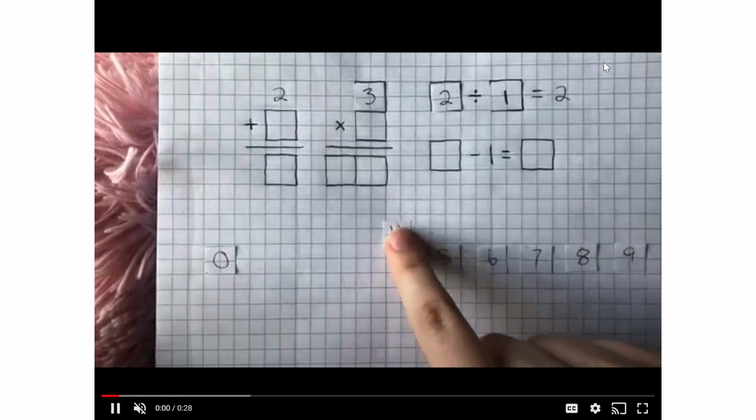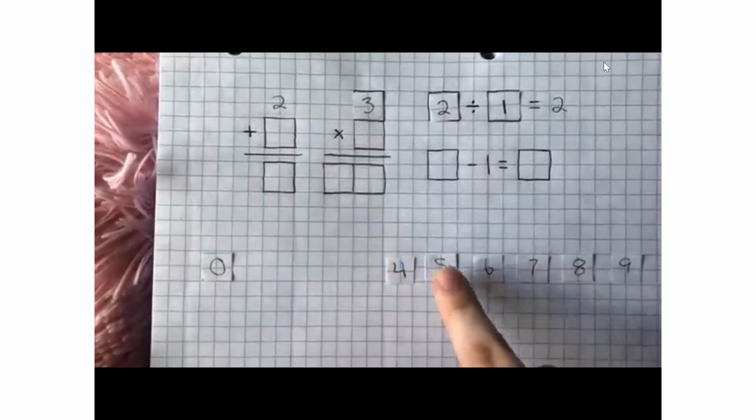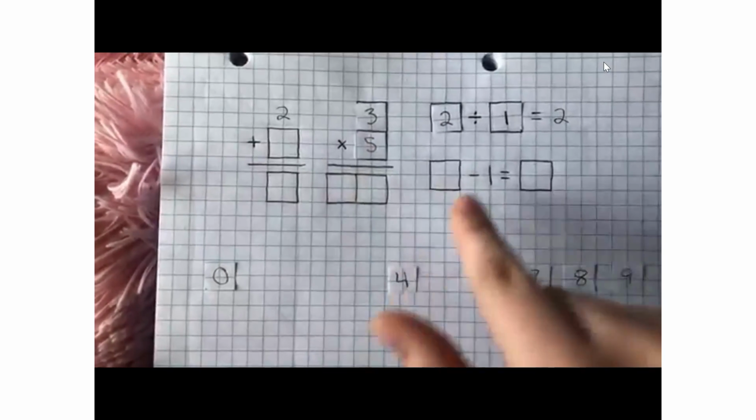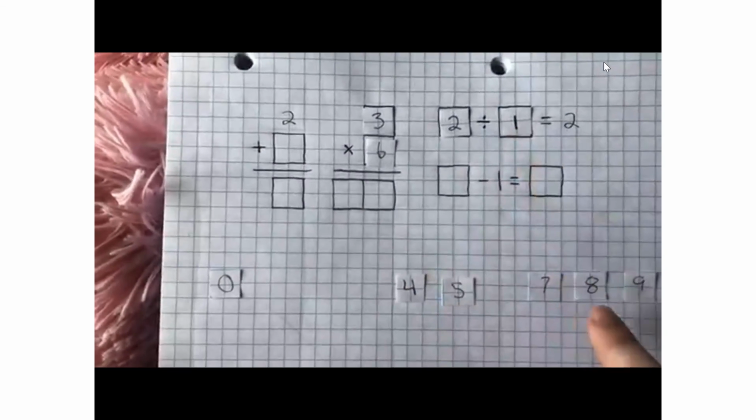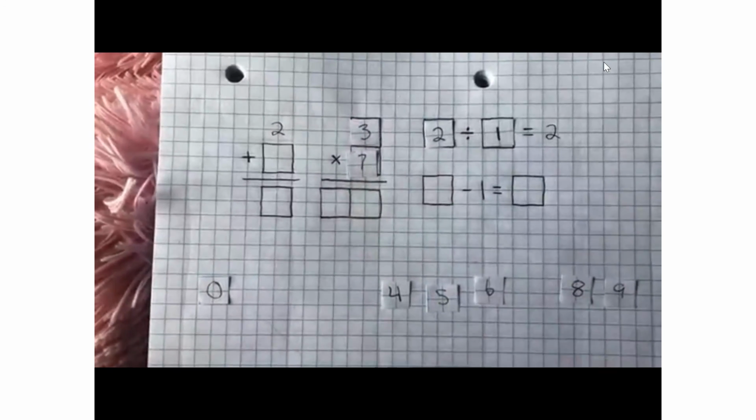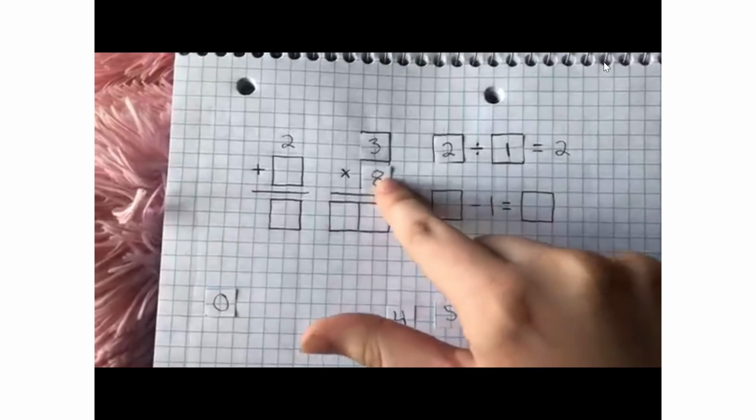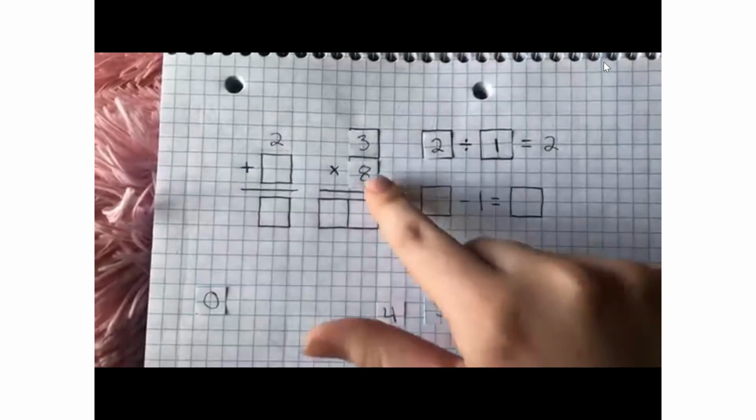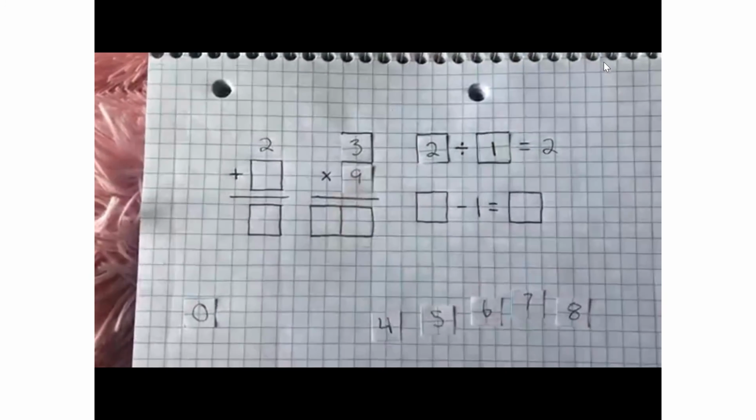So let's begin with 3. First, 3 times 4 equals 12, but we can't use 1 or 2. So we're going to have to do 3 times 5, and that equals 15, but we can't use 1 or 5 now. So we'll do 3 times 6, which is 18. Again, can't use the 8 or the 1. So 3 times 7 next, which is 21. Can't use either of those numbers. So we'll do 3 times 8, which is 24. We can't use the 2. And lastly, 3 times 9, which is 27. And again, we can't use the 2.